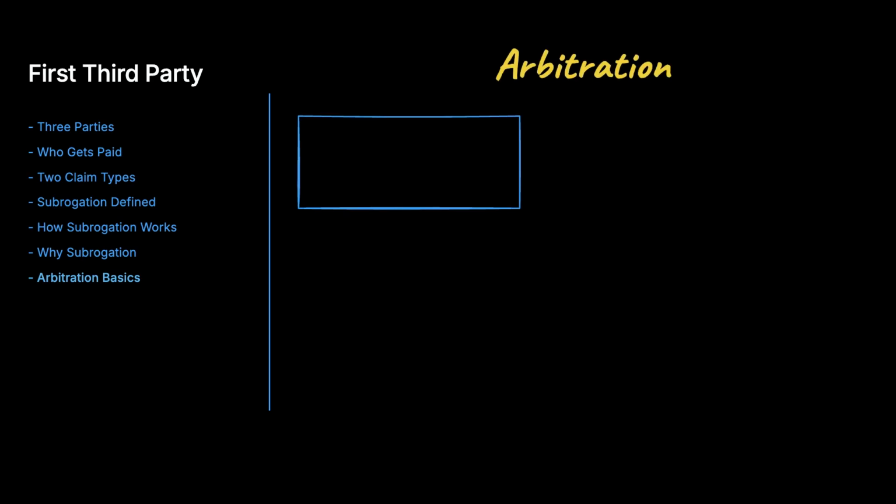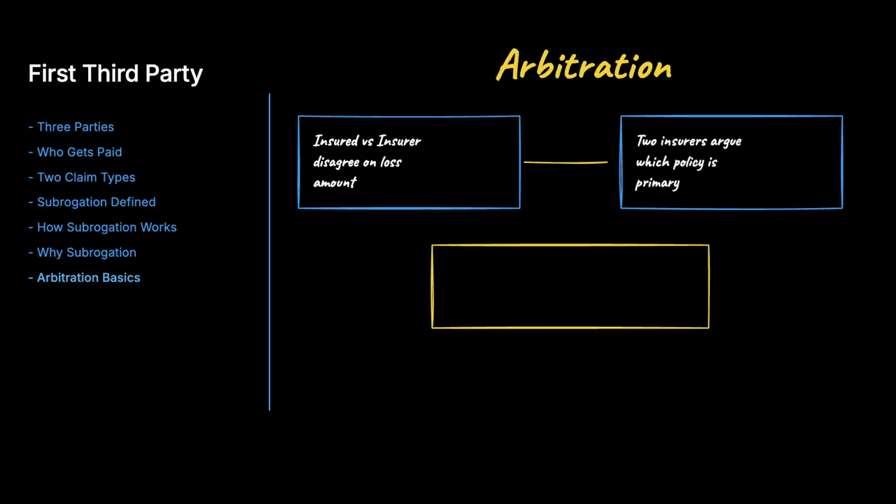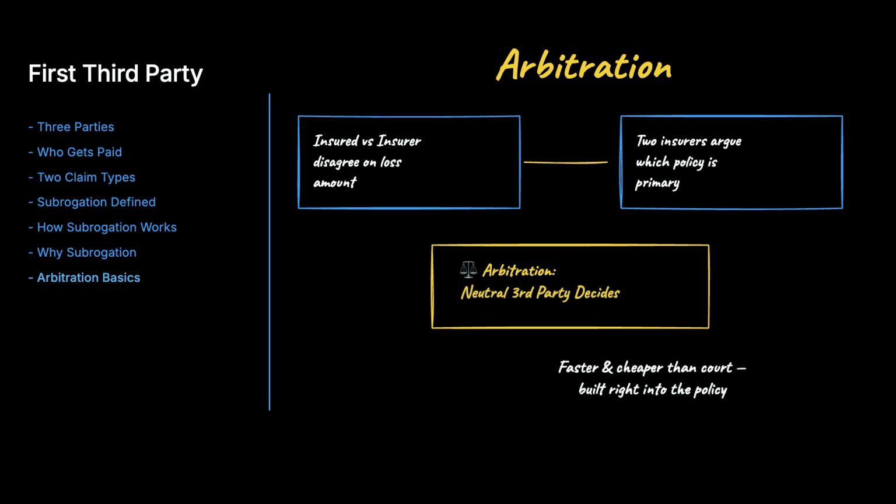The last piece here is arbitration. When two sides disagree, maybe the insured and insurer clash over the amount of a loss, or two insurers argue about which policy is primary, they bring in a neutral third party to decide. Arbitration is usually faster and cheaper than a courtroom, so policies build it right in.